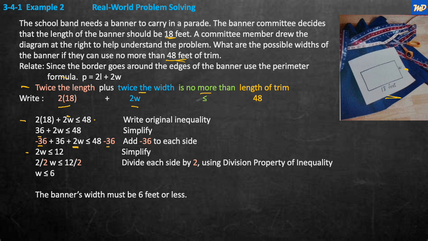Now we have to get the 2 away from the W, right? We have to unlock or unzip, or whatever you want, undo the multiplication of 2 times W. And to undo multiplication, we use division. And to do that, we said 2 divided by 2 times W is less than or equal to 12 divided by 2. We divided both sides by 2. And when we did that, we ended up with W is less than or equal to 6. So the banner's width must be no more than 6 feet. So 6 feet or less.